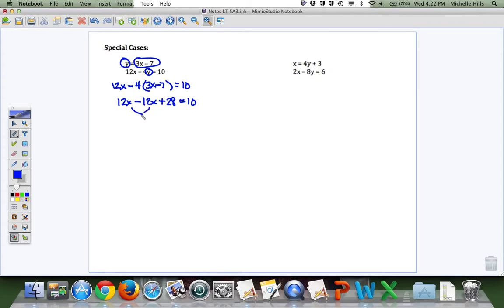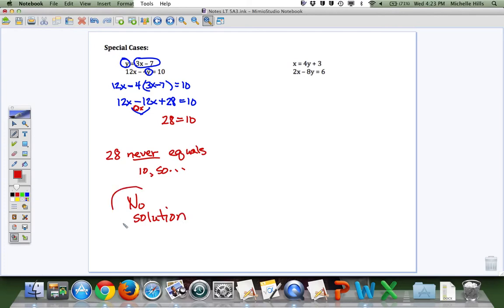And then an interesting thing happens. 12x minus 12x on the same side of the equation is 0x. There is no x left. So I end up simplifying and I get positive 28 equals positive 10. My thought process is 28 never equals 10. And since that can never happen, my actual answer is no solution. There is no point of intersection ever between these two.